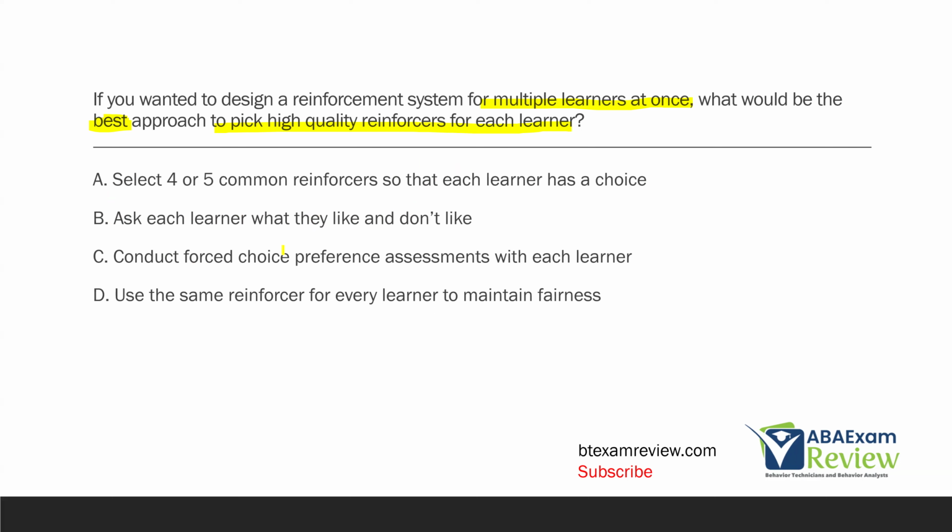What about C? Conduct forced choice preference assessments with each learner. C is going to be better than both B and A because this is a direct systematic assessment. C is the best answer so far, and then D, use the same reinforcer for every learner to maintain fairness. Well, it's not about fairness, it's about being effective. And using the same reinforcer for every learner is not going to be as good of an approach as doing an actual assessment. And so if we have multiple learners and we want to pick high quality reinforcers for each one of those learners, we should conduct forced choice preference assessments with each one of those learners.